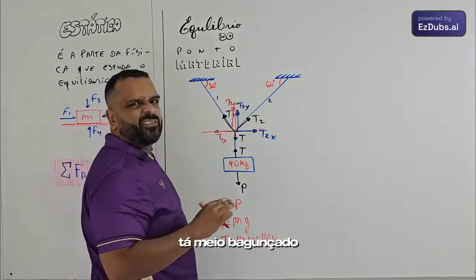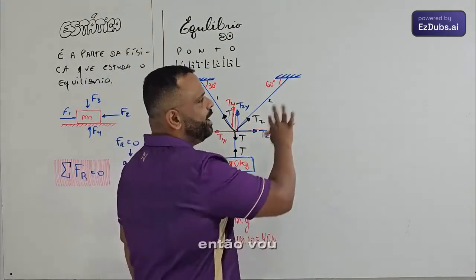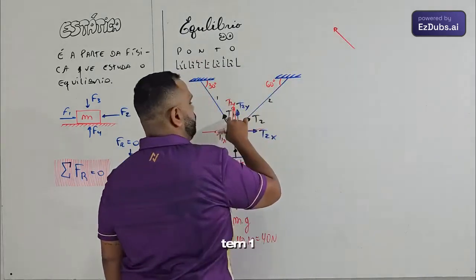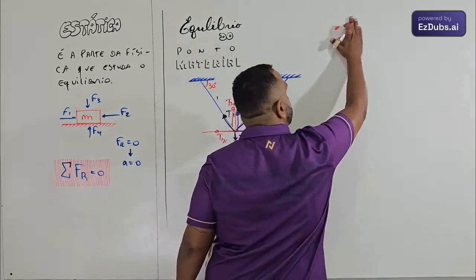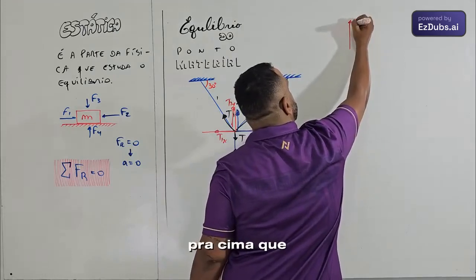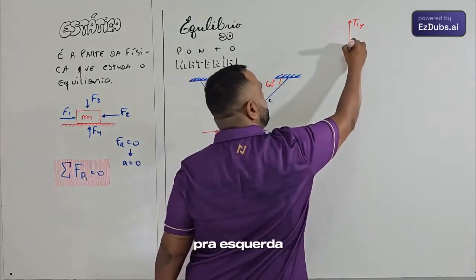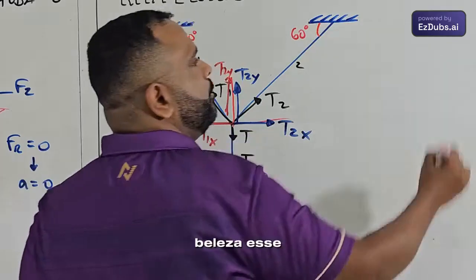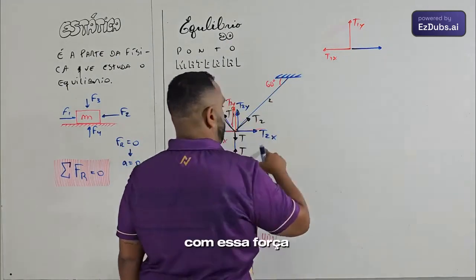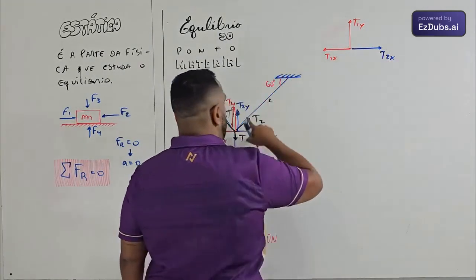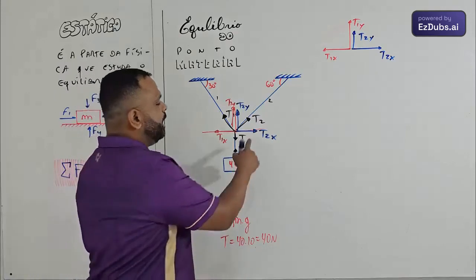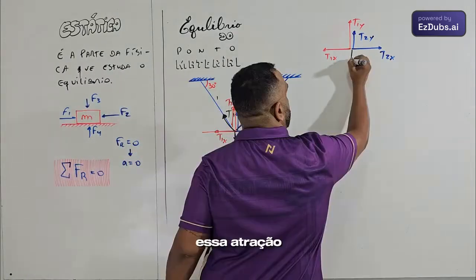Sorry, do you see? It's a little messy, a little strange, so I'm going to rewrite it here just to help you see it better. I have a force here. Who was it? T1. This T1 is gone. It no longer exists. It became two forces: one upward, which is T1Y, and one to the left, which is T1X. T2 also ceased to exist and now it's here with this T2X force and a force up, T2Y. And there's this one down there, which is the traction, the weight.